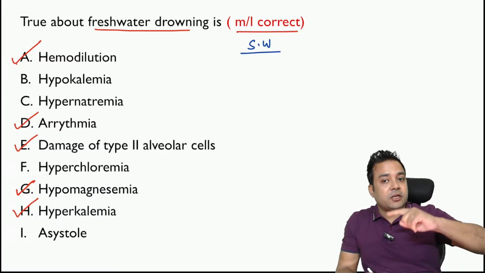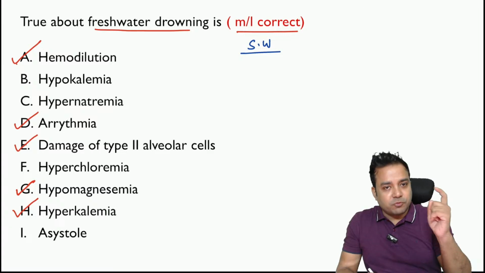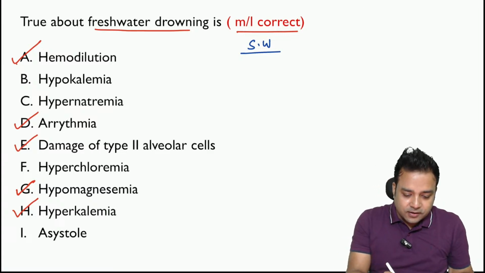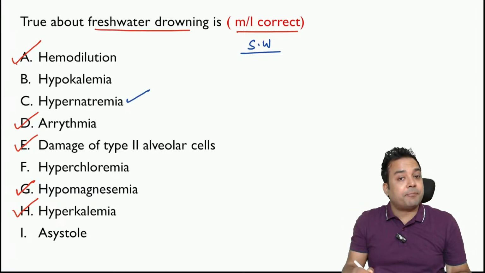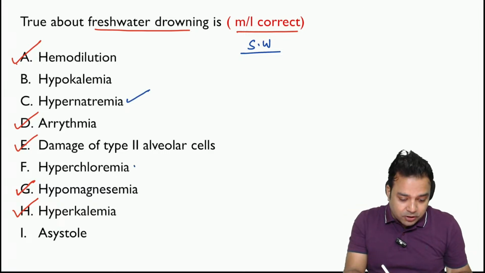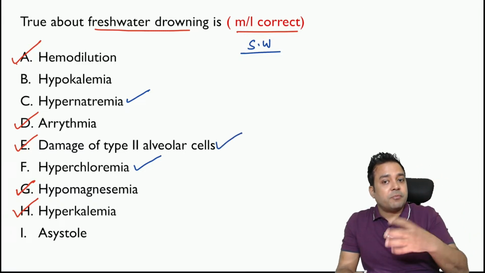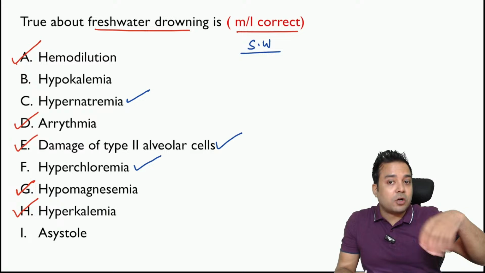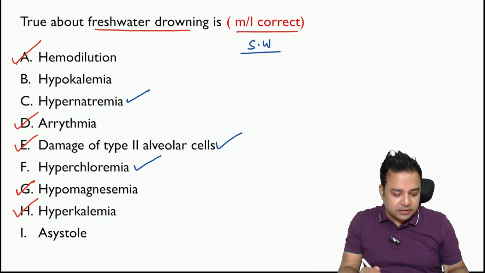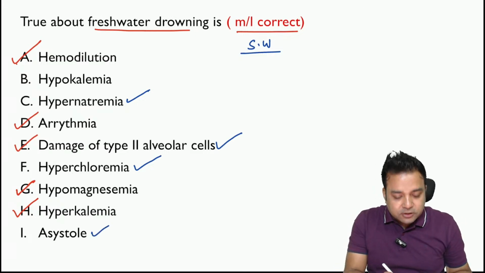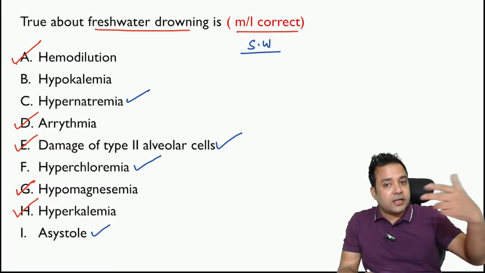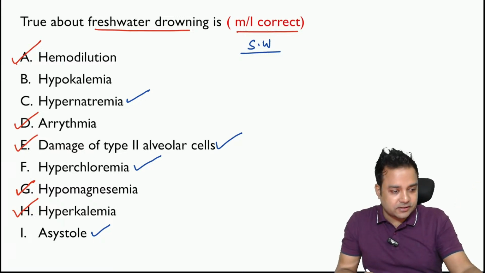सॉल्ट वाटर में क्या होता है? हीमोकॉन्सेंट्रेशन. हीमोकॉन्सेंट्रेशन से ऑल द इलेक्ट्रोलाइट्स विल बी रेज नाउ. हाइपरनेट्रीमिया मिलेगा, हाइपरक्लोरीमिया मिलेगा. Damage of type 2 alveolar cells is a common damage along with myocardial anoxia due to the water in the alveoli. All these damages happen. And cardiac asystole and pulmonary edema leads to death in salt water drowning cases.